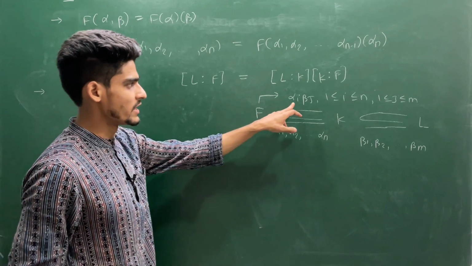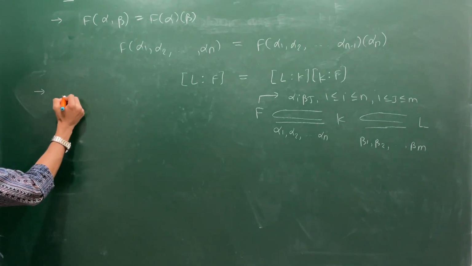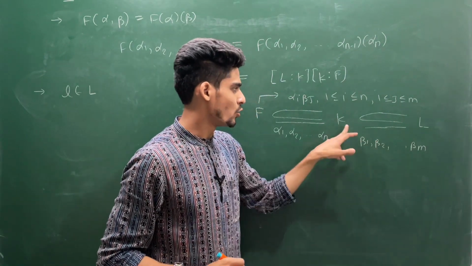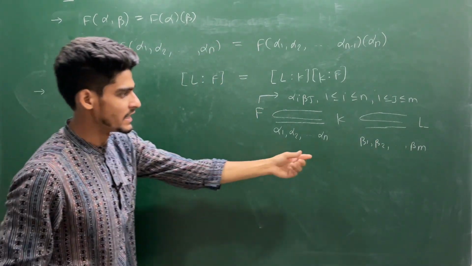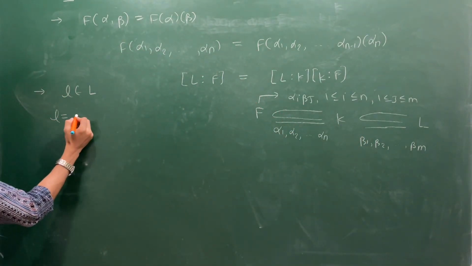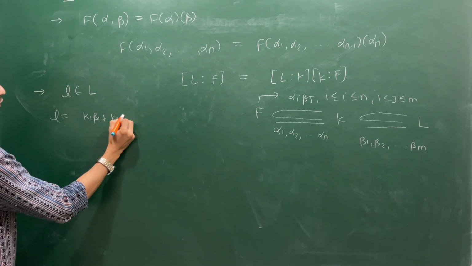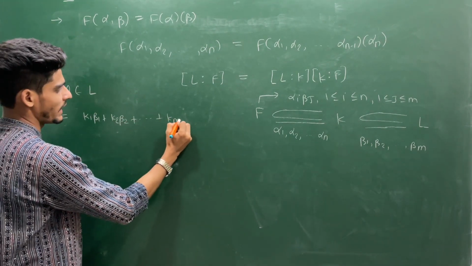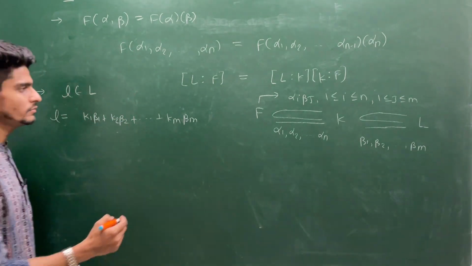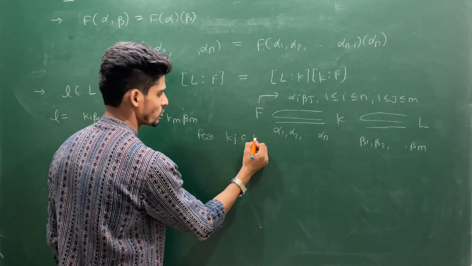First I show that this alpha i beta j spans L over F. You choose any arbitrary element, say l belongs to capital L. This l has a basis over K, so this l can be written as a linear combination of these elements with coefficients from K. So I can say this l is equal to k1 beta 1 plus k2 beta 2 plus up to km beta m, for some k1, k2, km, with kj's belonging to capital K.